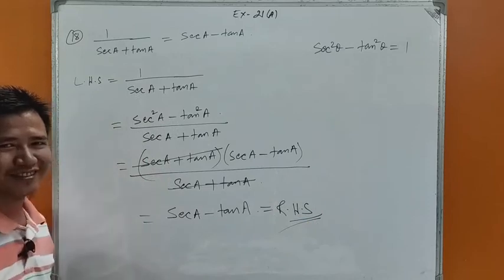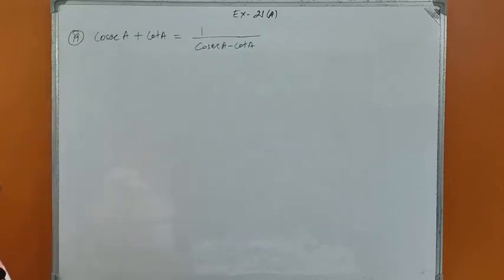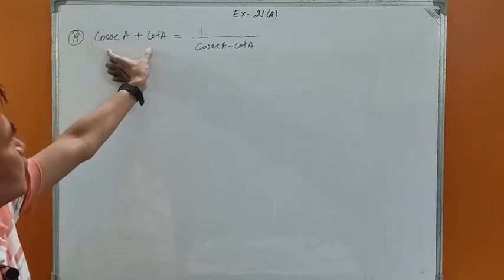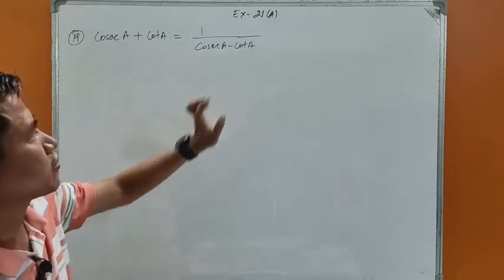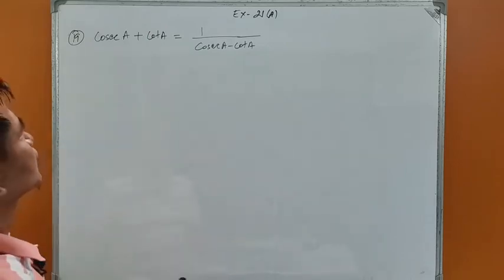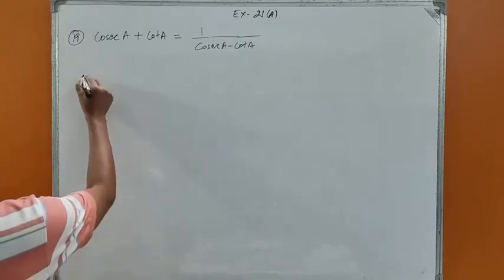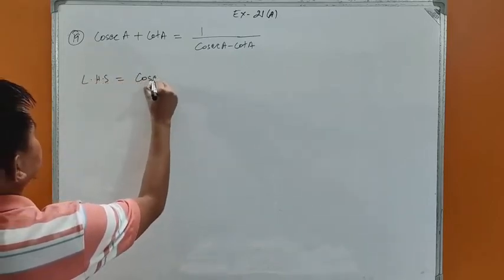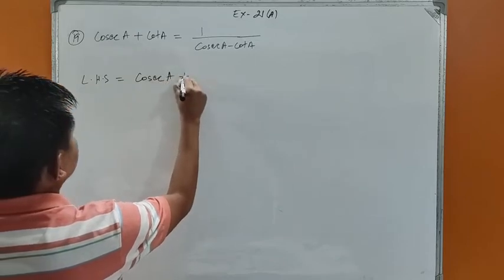I hope you got this. Let's do another question, that is question number 19. We have cosec A plus cot A on the left hand side, and we are asked to prove this equals 1 upon cosec A minus cot A. This question is similar to question number 18, isn't it? So question number 18 and question number 19 are similar. Okay, on the left hand side we have cosec A plus cot A.